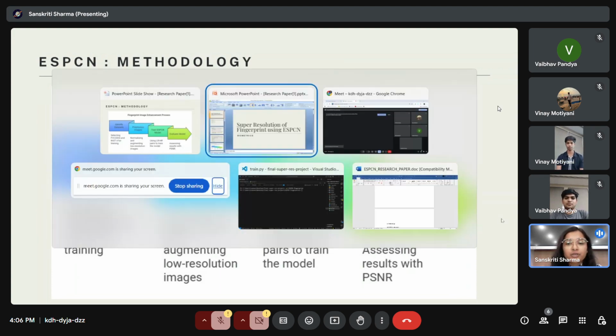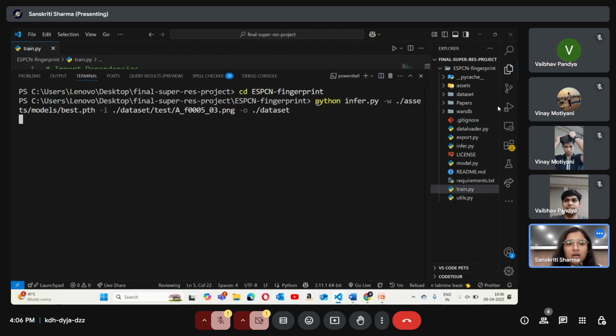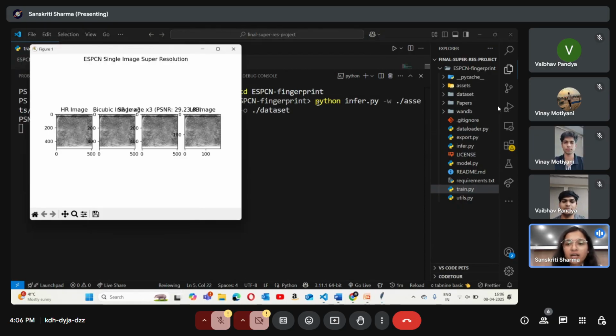Now I will be showing you the project demonstration, the coding part. So this is the entire project repository, and we'll be running the same. I have run the train.py file, and these are the final results that we can see on the screen.